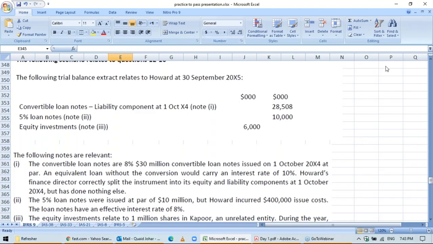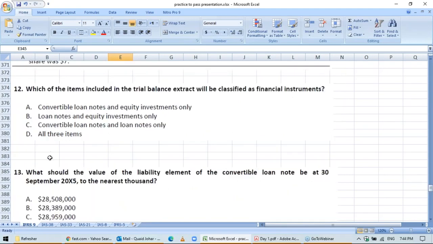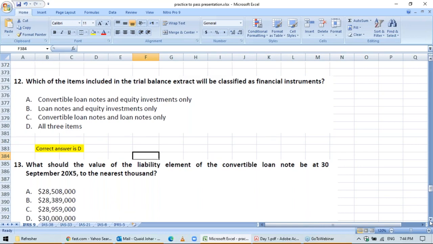So in this case also, this is a financial instrument. All of the three items are financial instruments. So the correct answer is all three items. All three are financial instruments. All of the three are contracts and giving rise to a financial asset at one side, and at the other side either a liability or an equity instrument.